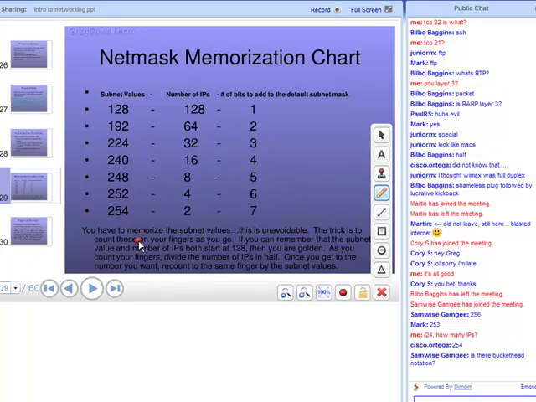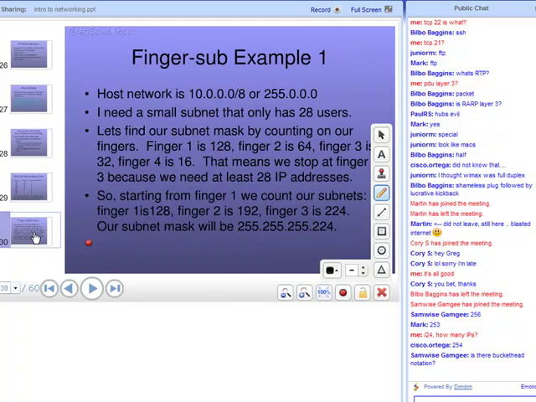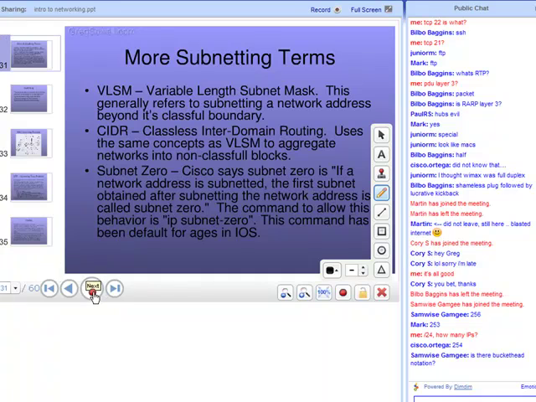That's how that works. Like I said, we just don't have time to completely go over subnetting. Otherwise, I'd go over the binary method, which I totally dislike because it's so slow. It's so much easier to just do it on your fingers in half the time. And we can come back to this right at the end if any of you guys want to. I threw in one quick example for finger subnetting. I need a small subnet that only has 28 users. Let's find a subnet on our fingers to make it happen, and we'll come back to that at the end. I just want to make sure that we have enough time to get through all this material.